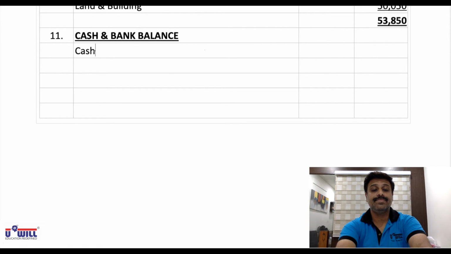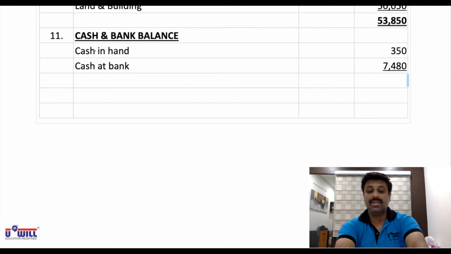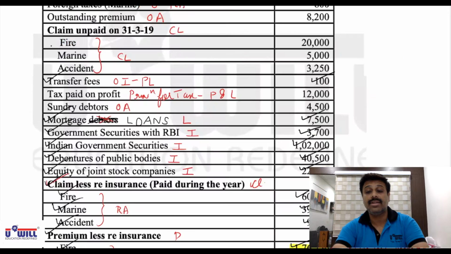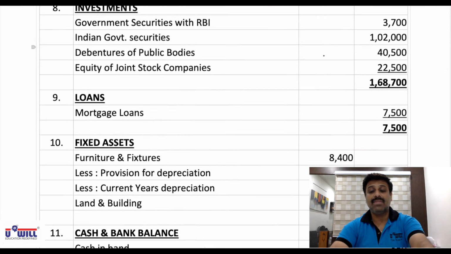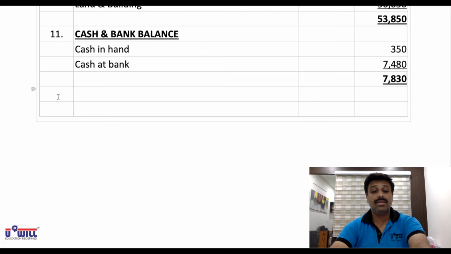Cash in hand 350 and cash at bank 7,480. So the total would come to 7,830. 350 plus 7,480 comes to 7,830. So cash and bank is taken into consideration. Now after cash and bank we have advances and other assets. So the 12th would be advances and other assets.